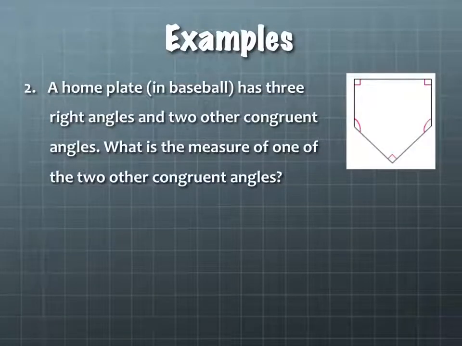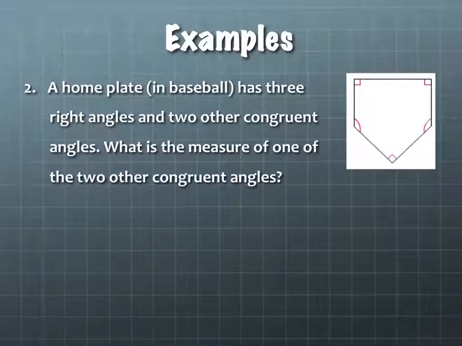All right, I've got one example next that's specifically context. This is the house that I tried to draw last time. This one is a home plate of a baseball, for a baseball field. It has 3 congruent right angles. Do you see them 3 marked? And then the other 2 angles are congruent as well. What is the measure of one of the other 2 congruent angles?